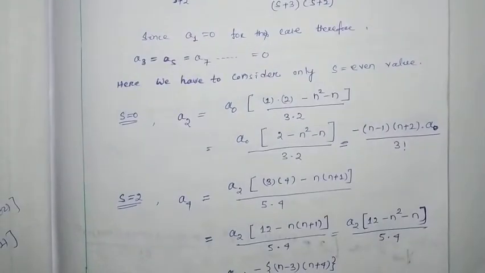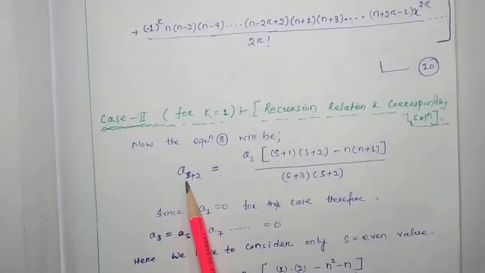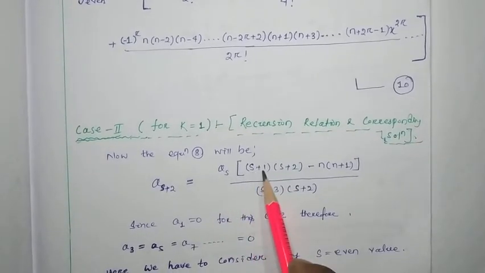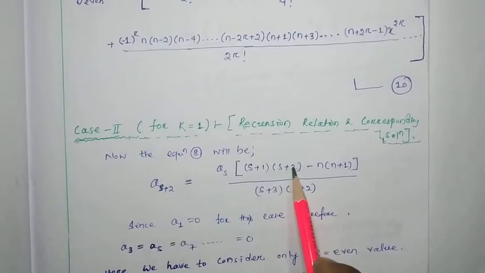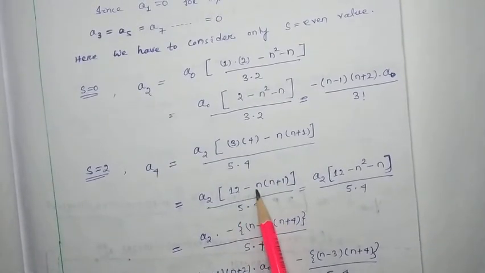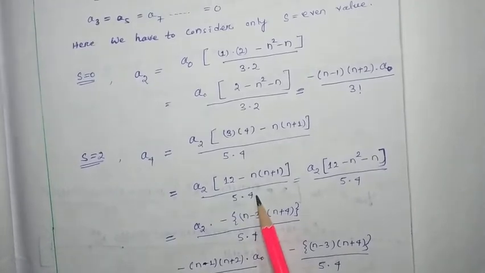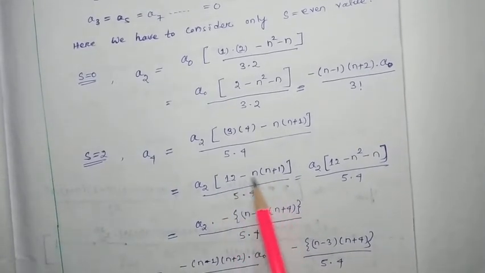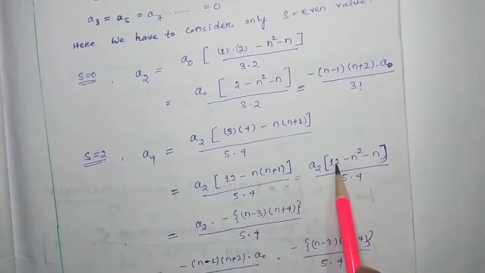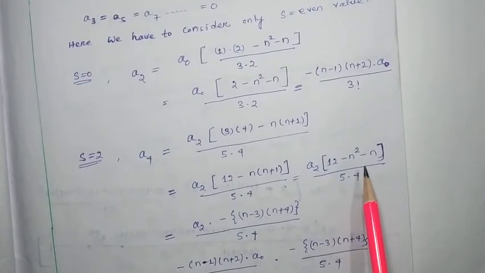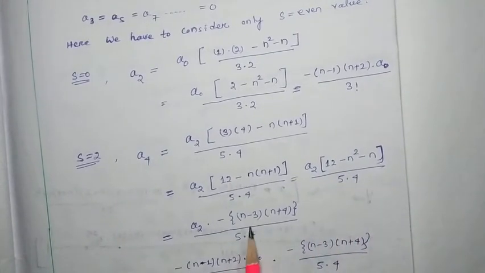Similarly, if we consider s equal to 2, then a4 will be a2 into 2 plus 1, 3, and 2 plus 2 equal to 4, 4 into 3 will be 12, so 12 minus n into n plus 1, divided by 2 plus 3, 5, and 2 plus 2 equal to 4, 5 into 4. So the numerator can be written as a2 into 12 minus n square minus n. This also can be found as this much value.